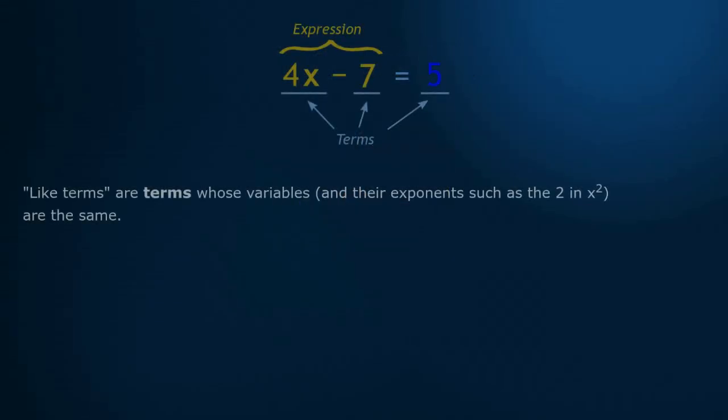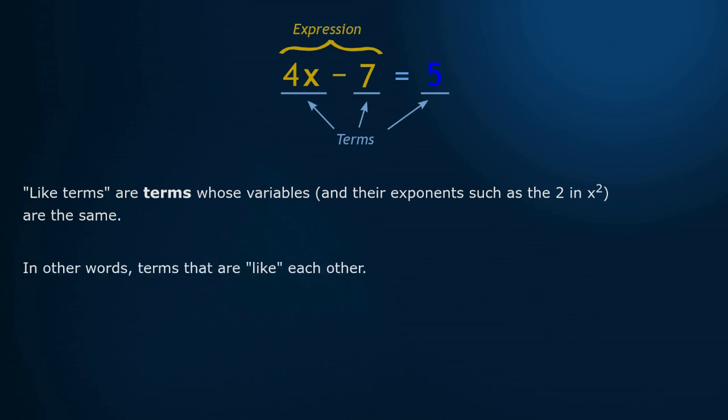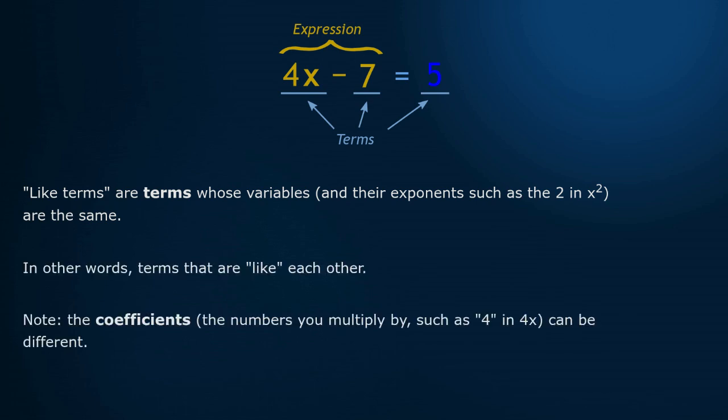Like terms are terms whose variables and their exponents, such as the 2 in x squared, are the same. In other words, terms that are like each other. Note: the coefficients, the numbers you multiply by, such as 4 in 4x, can be different.